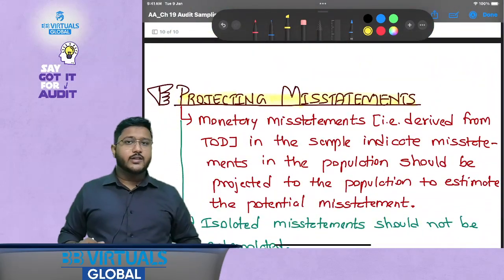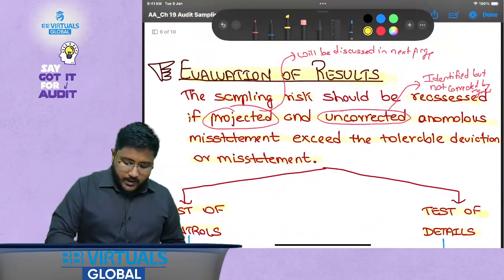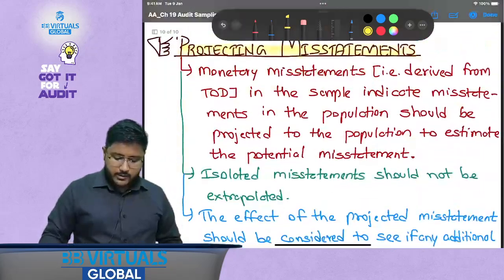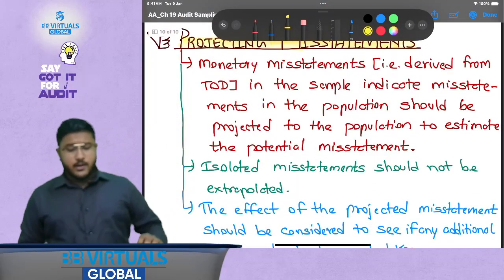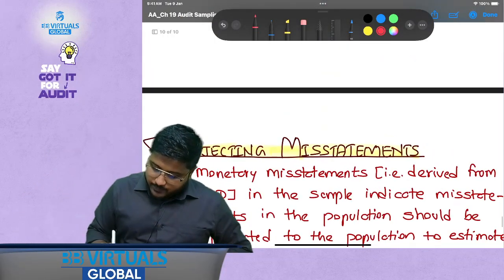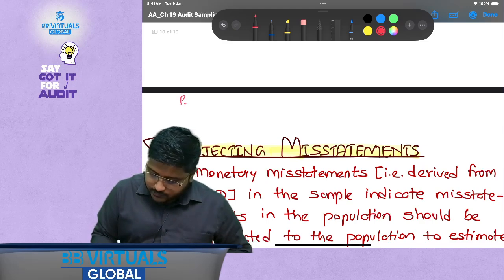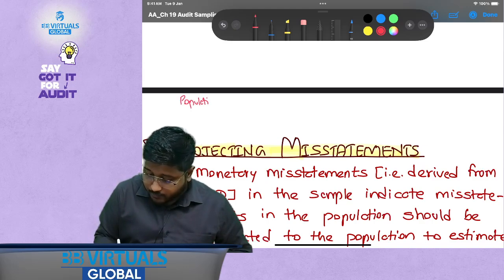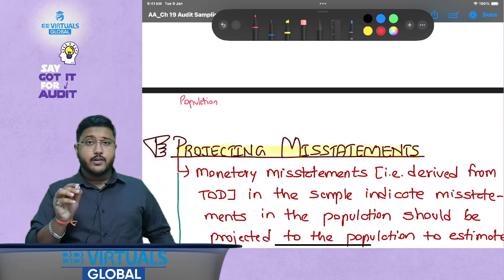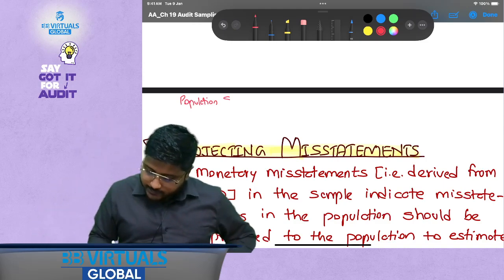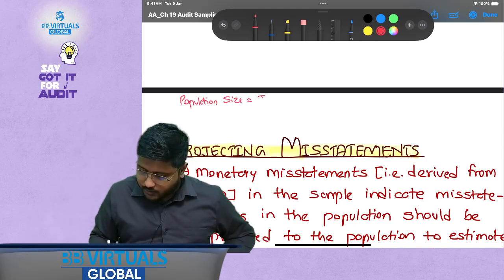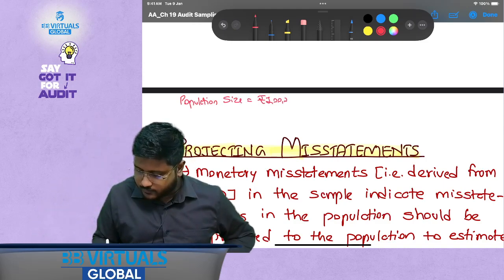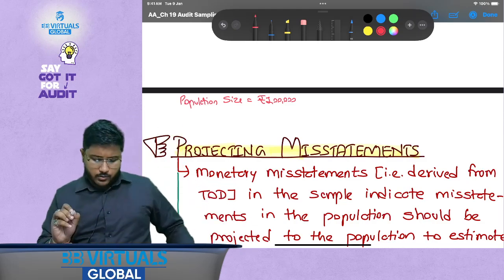Now let's talk about projecting misstatements that we have discussed here. Projected misstatements, right? So let's discuss. What happens is you verify the population. Please understand this example very, very nicely. Say population size is rupees 1 lakh.